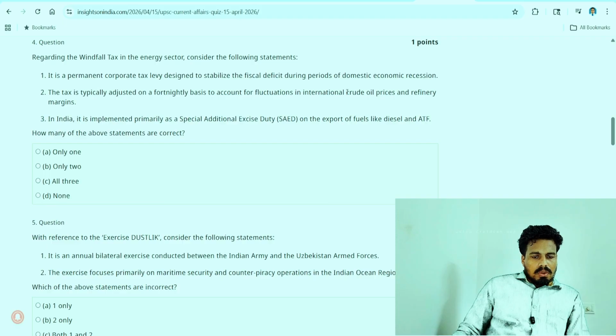Okay, so crude oil, petrol, if it is crude oil, petrol finds a great place there, right? So how can you neglect petrol here? That's my only doubt here. So I am answering it as A. Only one is correct.